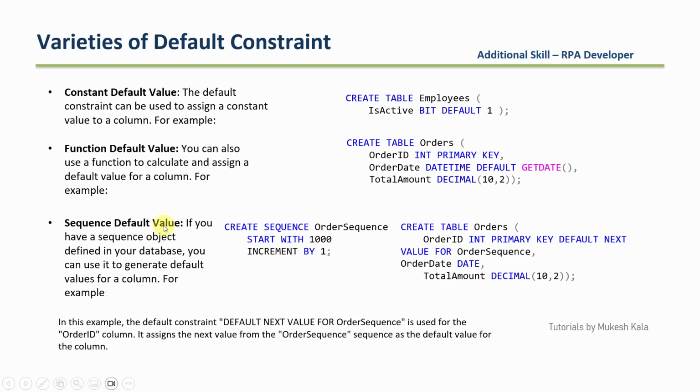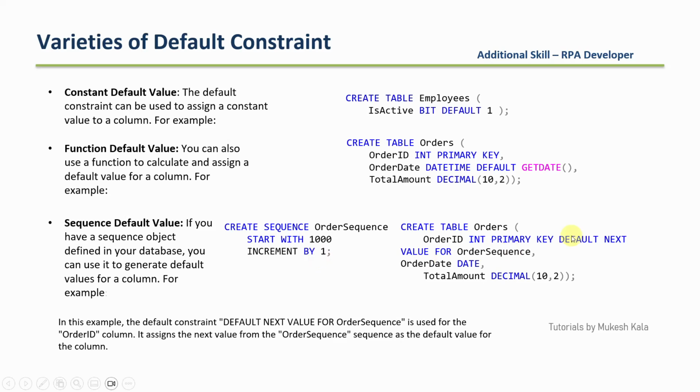What else can you do? Sequence default value. If you have a sequence object defined in a database, you can use it to generate a default value. Here I have a sequence which starts with 1000 and increments by 1. We haven't explored the sequence, but as of now you can understand that you can store a sequence in the database as well. It would go 1000, 1001, 2, 3, 4, 5.